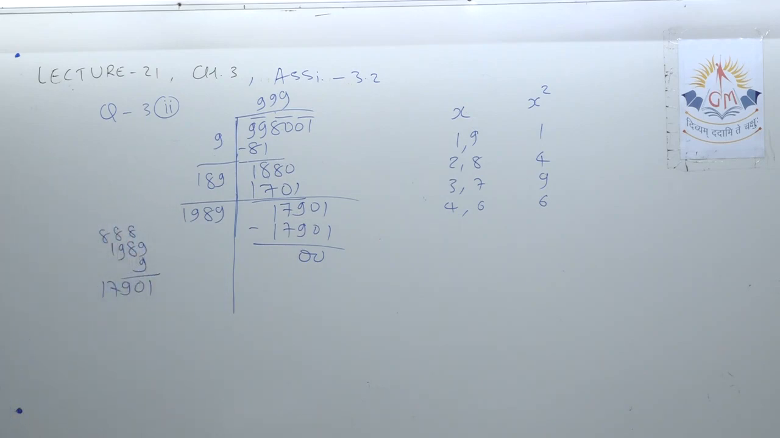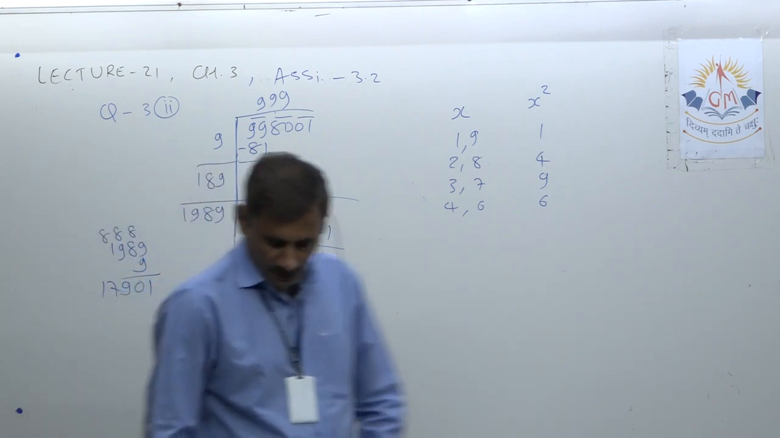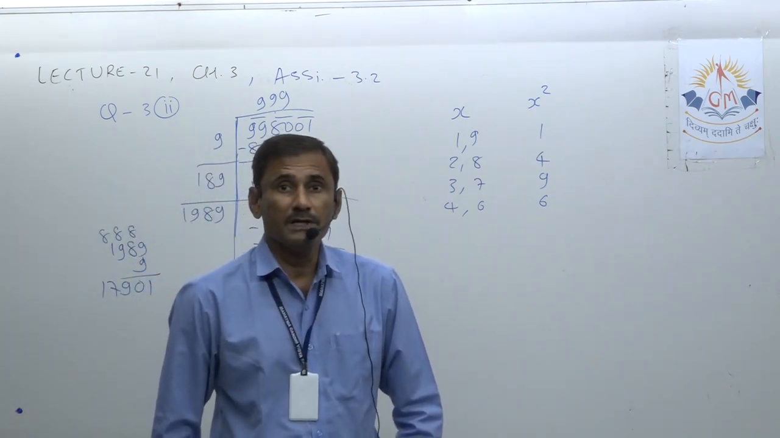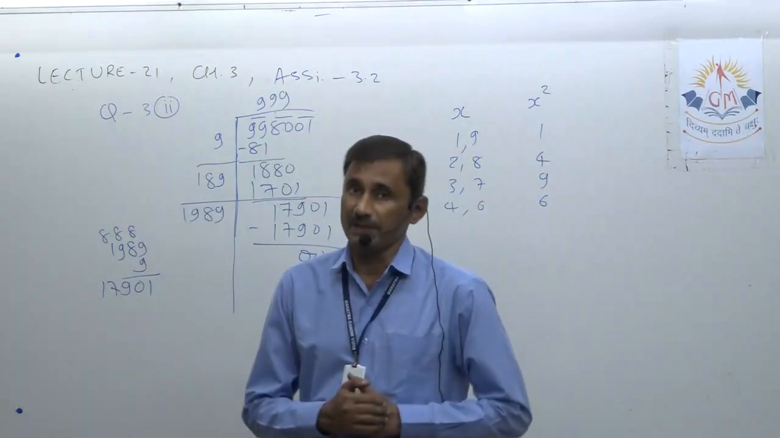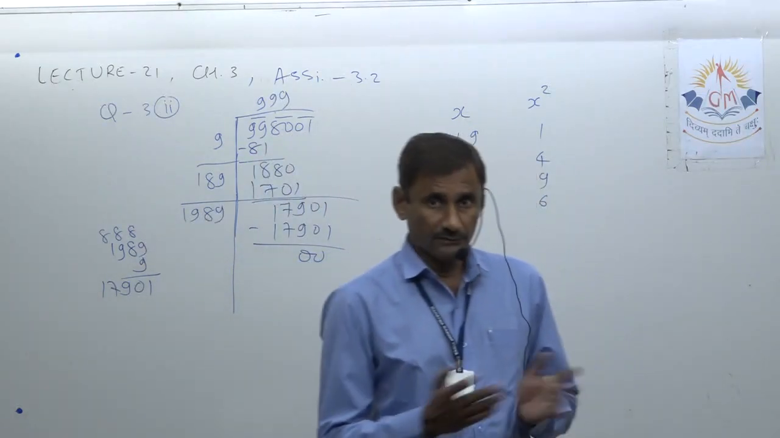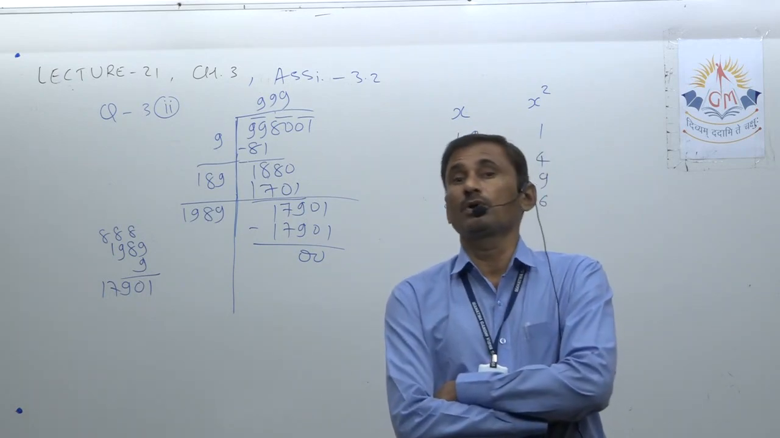Okay, now let's look at number 4. Question number 4. Find the value of, so again square root is asked because the square root sign is there, but they have not specified the method, whether it is the prime factorization method or the long division method.